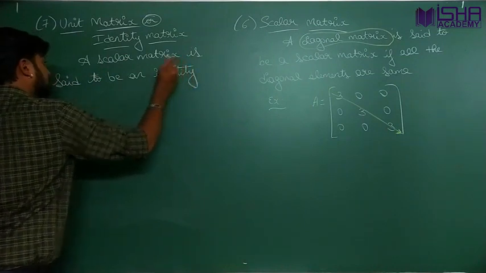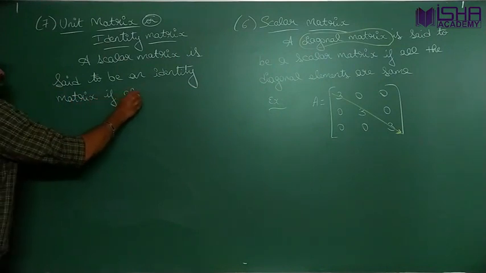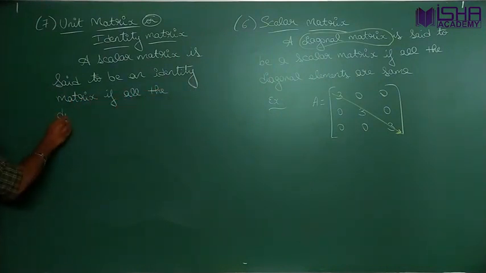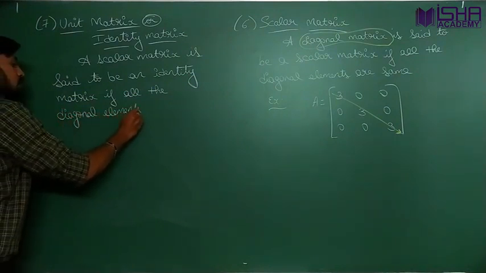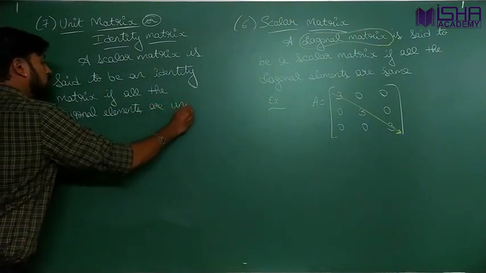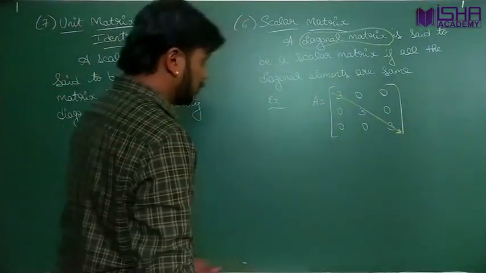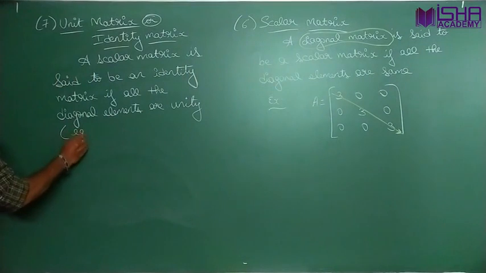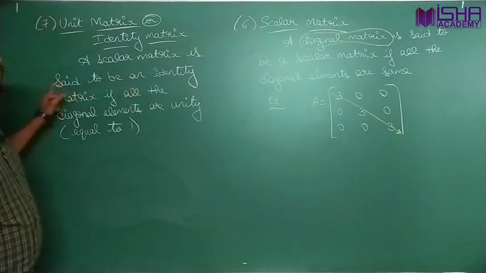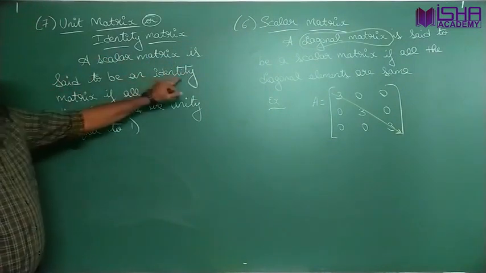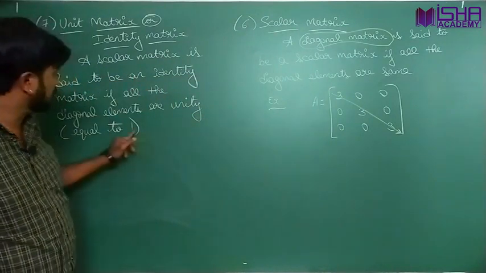A scalar matrix is said to be an identity matrix if all the diagonal elements are unity. What do you mean by unity? Unity is nothing but equal to 1. So a scalar matrix is said to be an identity matrix if all the diagonal elements are equal to unity. Unity means that is 1.